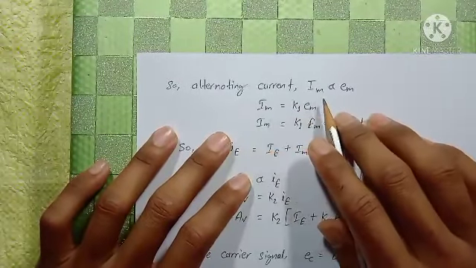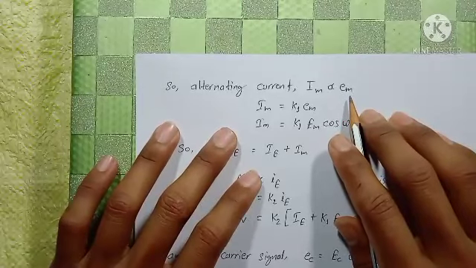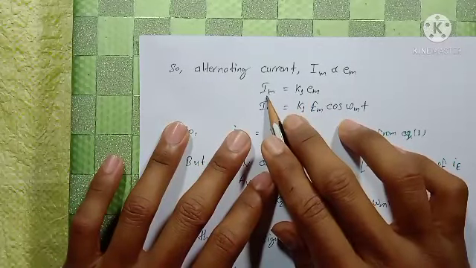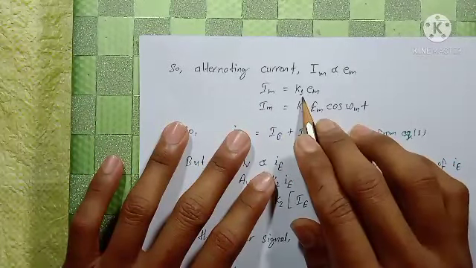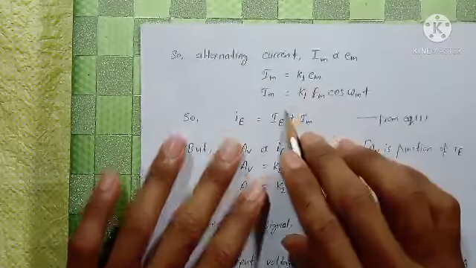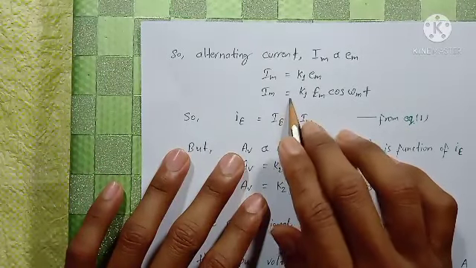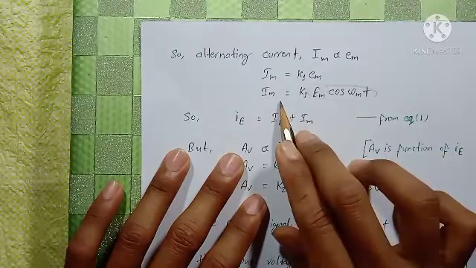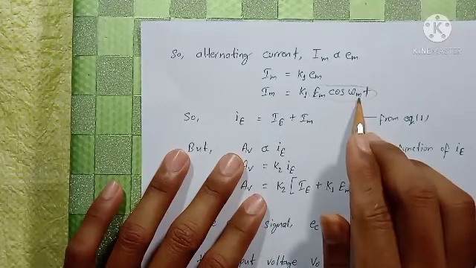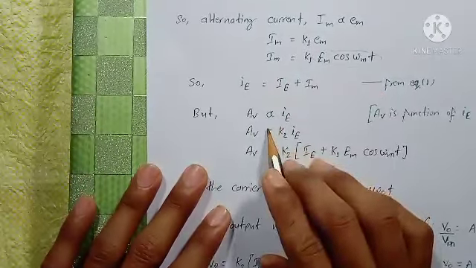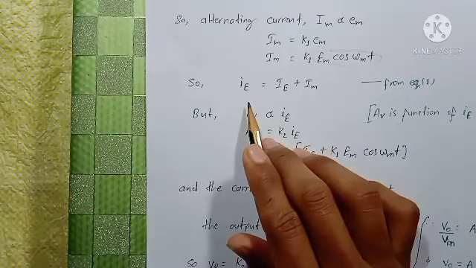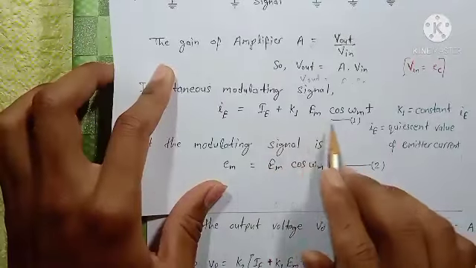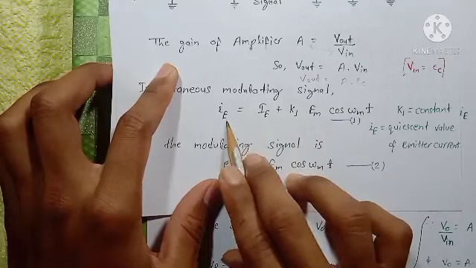The alternating current Im is directly proportional to Em, so we write Im is equal to K1 Em, where K1 is a constant. We get the value of Im is equal to K1 into Em cos omega m t. From equation first, I is equal to IE plus Im.